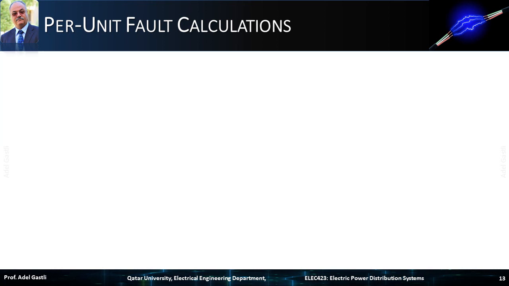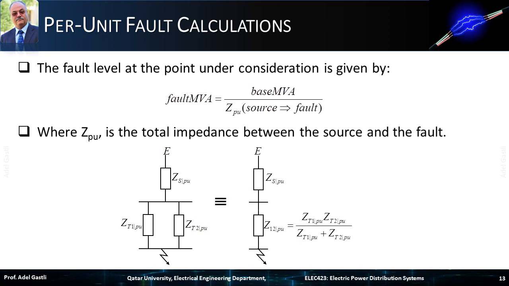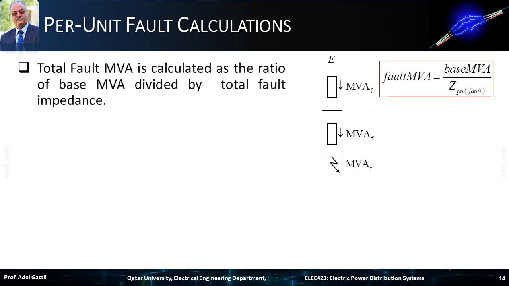The fault level at the point under consideration is given by this relation, where ZPU is the total per unit impedance between the source and the fault. So, we have the source impedance that links to both transformers that are connected in parallel, as shown in this circuit diagram. We can convert this circuit into its equivalent one, that is shown here. So, the total fault impedance is calculated as the sum of these two impedances. Total fault MVA is calculated as the ratio of base MVA divided by total fault impedance.